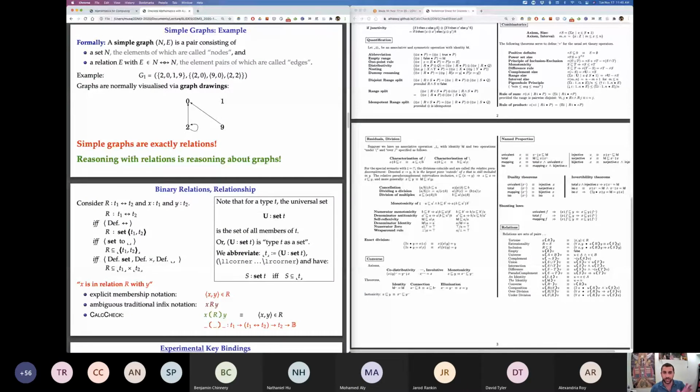Graphs may also make an appearance on the midterm, since simple graphs are relations.